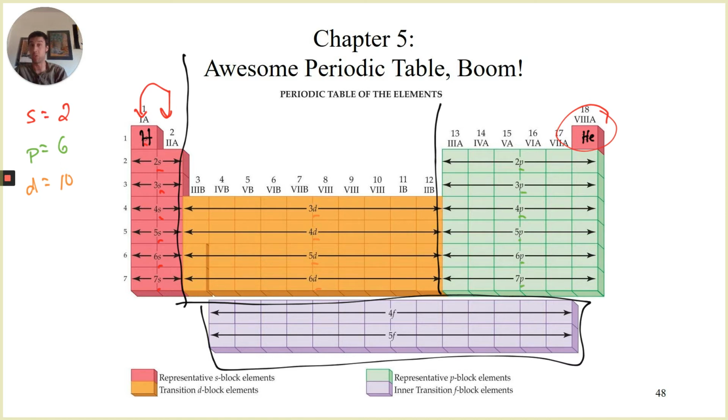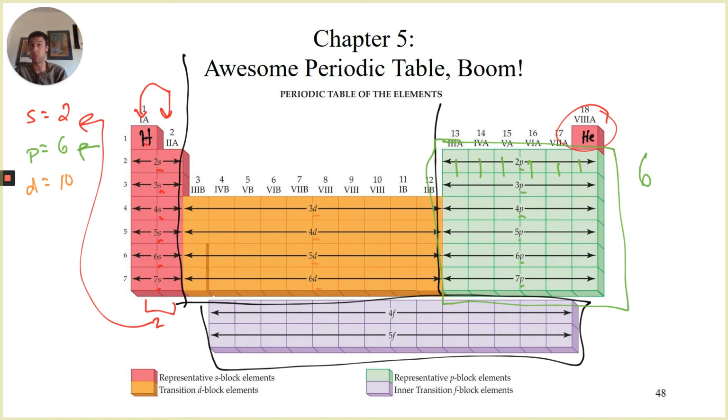And hopefully what you start to note is that we're seeing this 2, 6, and 10. How many columns are in the red block? Well, there's 2. Why are there 2? Well, because I can only fit 2 electrons in the s-type orbitals. If we take a look at that p section, often known as a p block, there are 1, 2, 3, 4, 5, 6 columns. Why are there 6 columns? Because I can only fit 6 electrons.